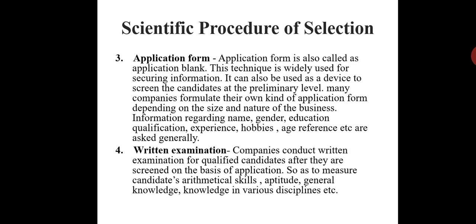So this is the application form, the basic and most preliminary step that happens in almost every organization. And the application form changes from company to company. Many companies make the application form according to their business structure and the need of the business. Next is the written examination. Companies conduct a written examination for qualified candidates after they are screened on the basis of the application, so as to measure candidates' arithmetic skills, aptitude, general knowledge in various disciplines, etc.